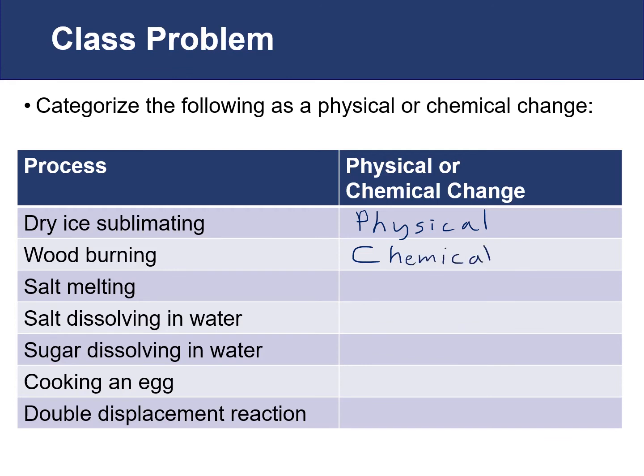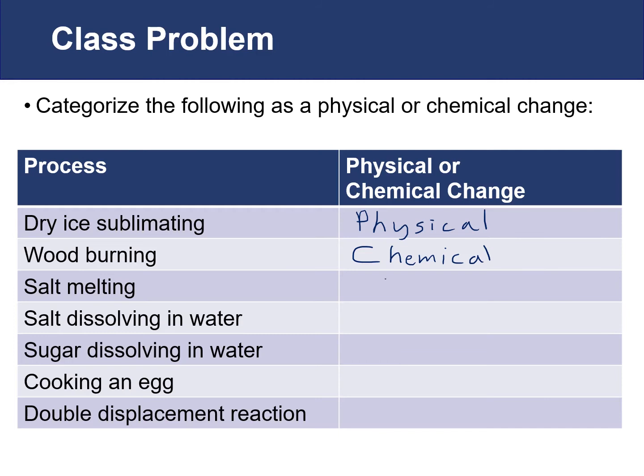Again, thinking of our determination of whether something is reversible or not, you can take dry ice that has sublimated and cool it down and get it to recondense or deposit as a solid. However, you can't take the ash and carbon dioxide from a burnt piece of wood and compress it to get a new fresh piece of wood.